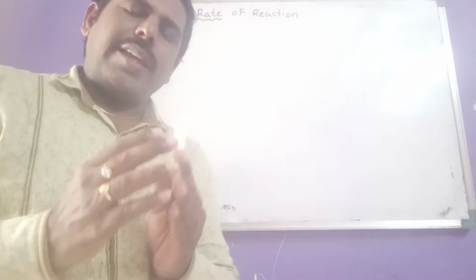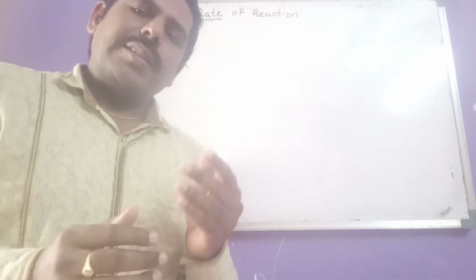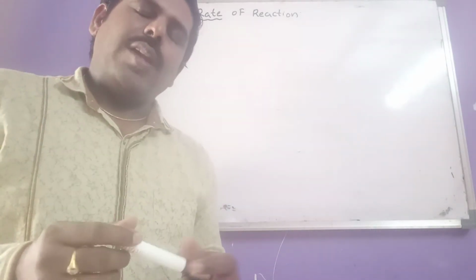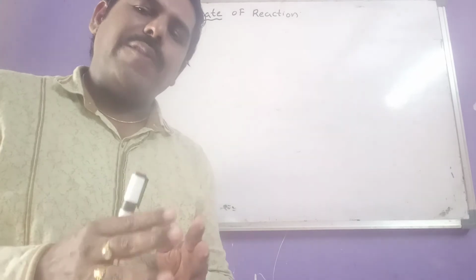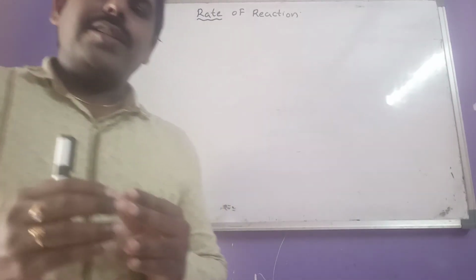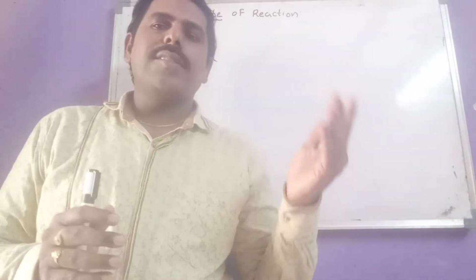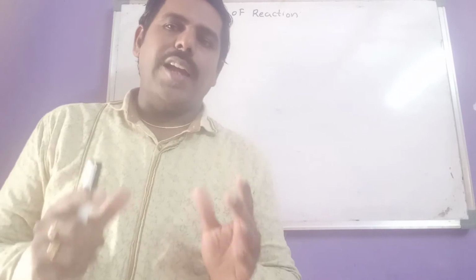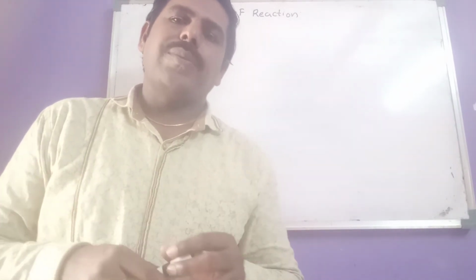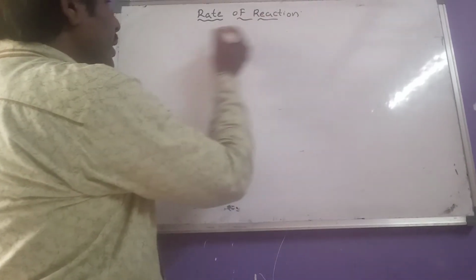First, in a chemical reaction, what happens here? The reactants convert into which one? Products. So what is the definition we can see? The decrease in concentration of reactants or increase in concentration of products with time is known as rate of a reaction.